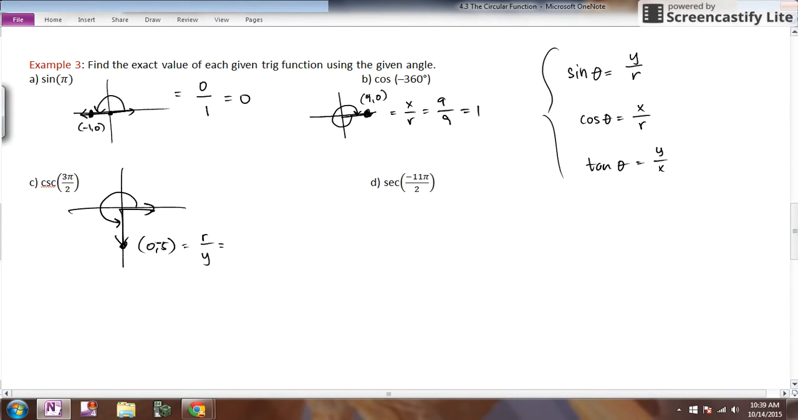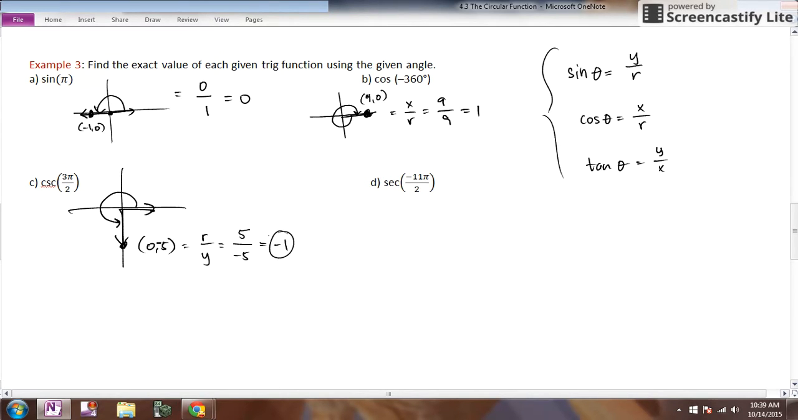Oops, somebody catch it, that was negative 5. So the r value is 5, but the y value is negative 5. And guess what? The answer is negative 1. Done. That's what cosecant is. It's sine, but it's flipped. And be careful you bring the negative along.